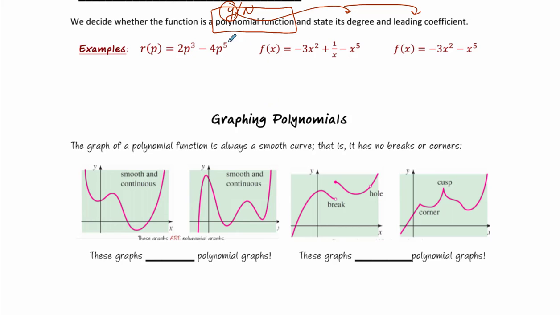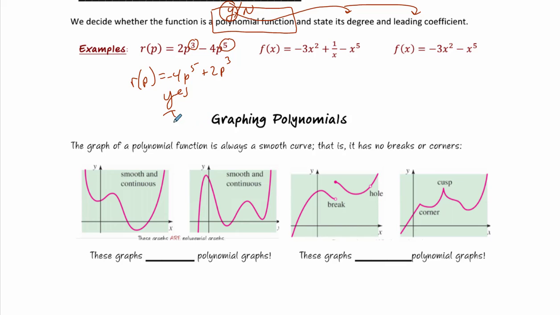So first I want to put it in standard form. Because that 5 is bigger, I have to move it out front. So negative 4p to the 5 plus 2p to the 3. Now I need to make sure it's an actual polynomial function. Are all of these degrees positive? 5 and 4 and whatever else was there, are they positive? Yes. Is there a p in the denominator or is there a p in an exponent? No, of course not. So this is a polynomial function.